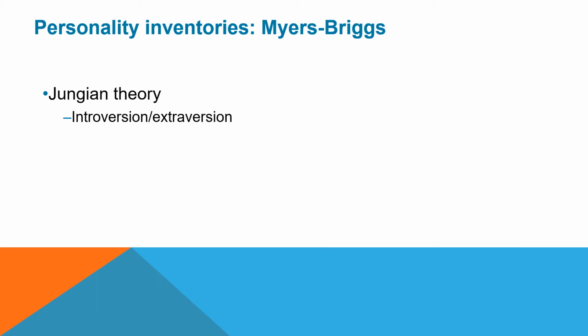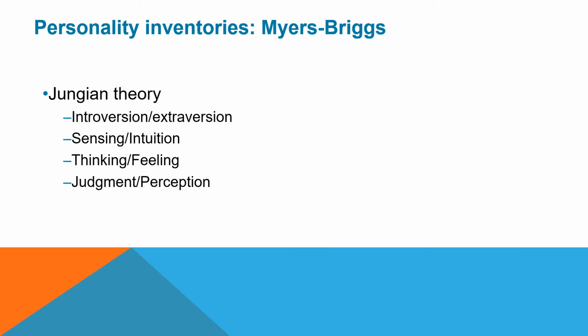The Myers-Briggs is a set of measures based on Jungian theory that includes a measure of introversion and extroversion, and it also includes some other components that the developers of the test thought aligned with various forms of Jungian theory about the structure of personality, including sensing and intuition, thinking and feeling, and judgment and perception. So if you ever see someone online saying, oh, I'm an INFJ, that would be someone who's introverted, intuitive, feeling, and judging.